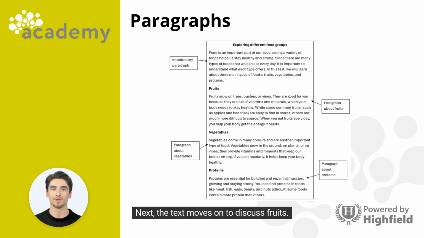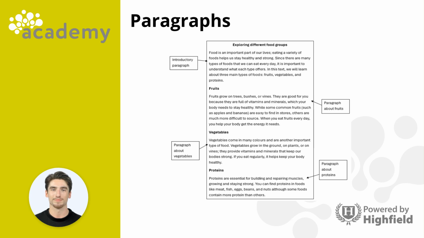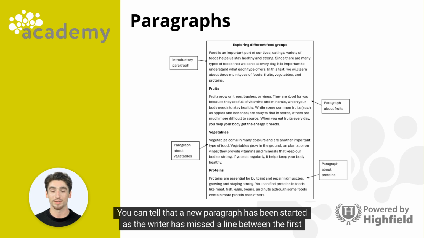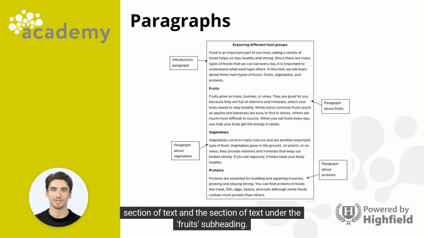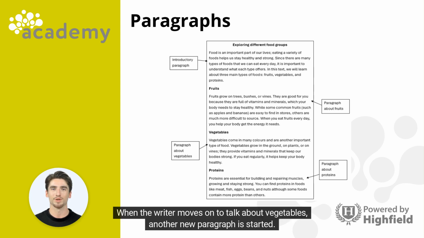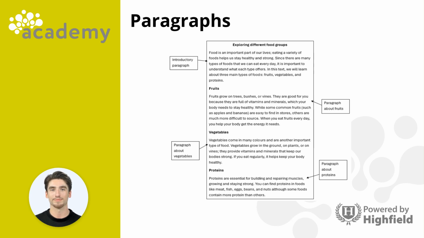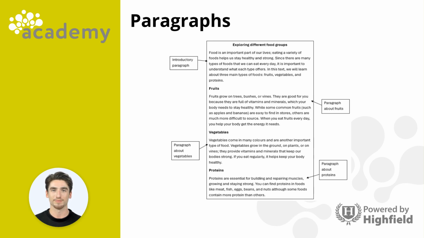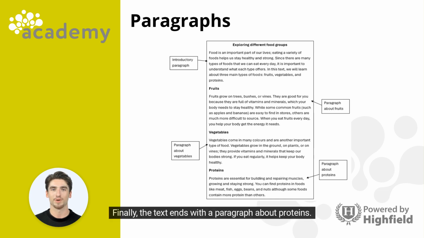Next, the text moves on to discuss fruits. Therefore, a new paragraph is needed. You can tell that a new paragraph has been started as the writer has missed a line between the first section of text and the section of text under the fruits subheading. When the writer moves on to talk about vegetables, another new paragraph is started. Again, you can see that the writer has missed a line between the 2 sections of text. Finally, the text ends with a paragraph about proteins.